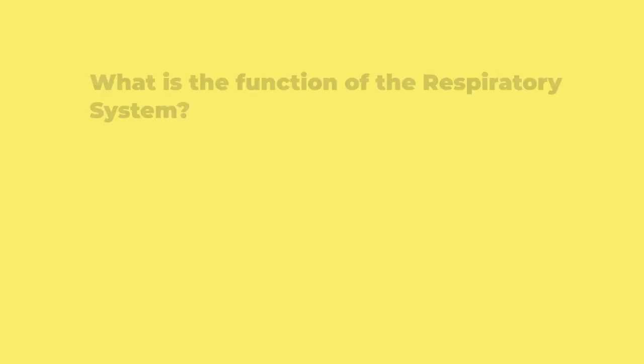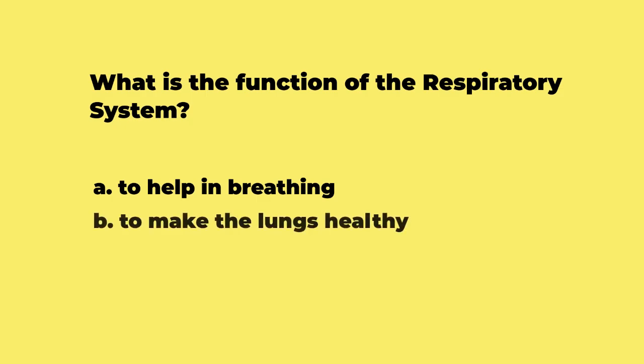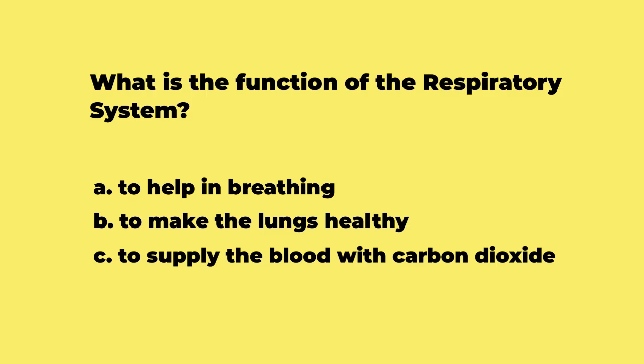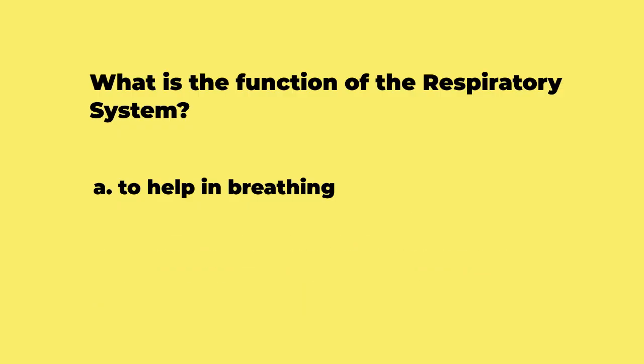Number 2. What is the function of the respiratory system? A. To help in breathing. B. To make the lungs healthy. C. To supply the blood with carbon dioxide. D. To protect the body from diseases. A.